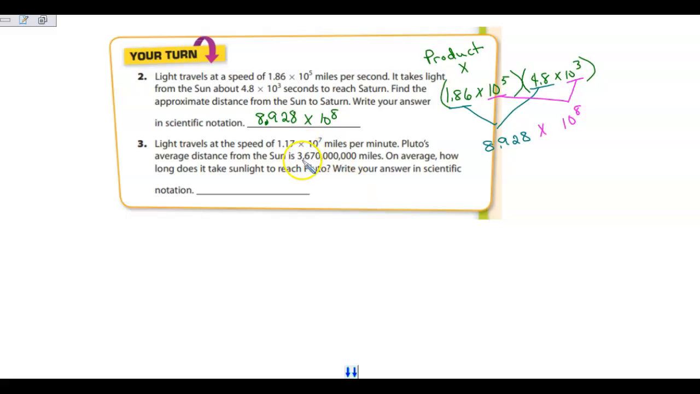Okay, so this becomes 3.67 times 10 to what power? If you said 9, you're correct. They want to know how long it takes for the sunlight to reach Pluto, and we're going to write that answer in scientific notation as well. So I have 1.17 times 10 to the 7th power and 3.67 times 10 to the 9th power. Am I going to multiply or am I going to divide?